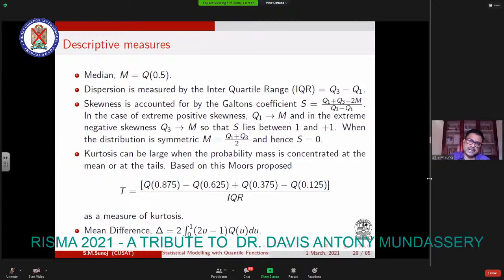So all the distributional properties can be explained through the quantile functions themselves. You don't need the probability density function to explain these properties. In the distribution function approach, you need to find the mean and the first four raw moments, and these first four raw moments give us the information about skewness and kurtosis. But here, in explaining the skewness or kurtosis of a distribution, you don't need any of these moments; it can be explained purely based on the quantile functions.